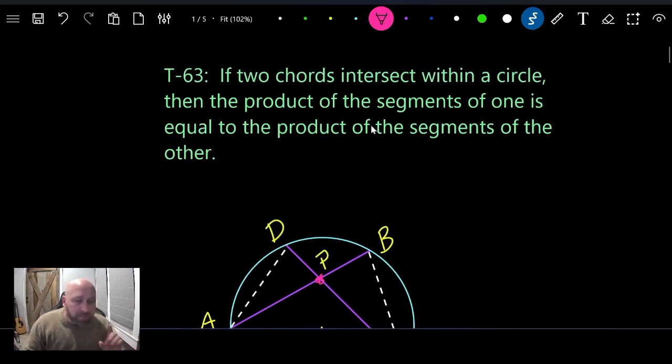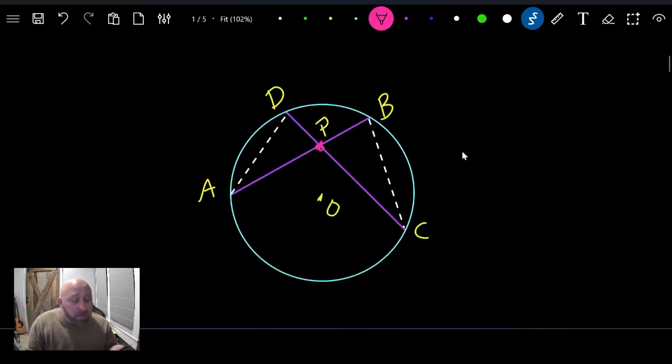Notice that it says these are proportional. Doesn't use that exact wording, but they are, because notice what it says. Then the product of the segments of one is equal to the product of the segments of the other. That's what proportional means.